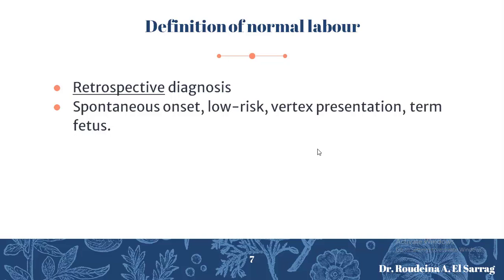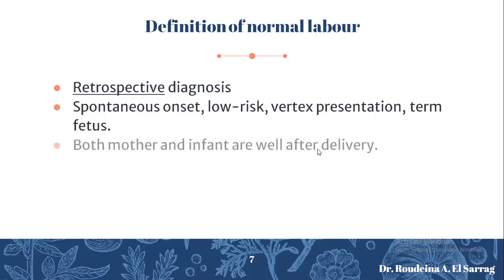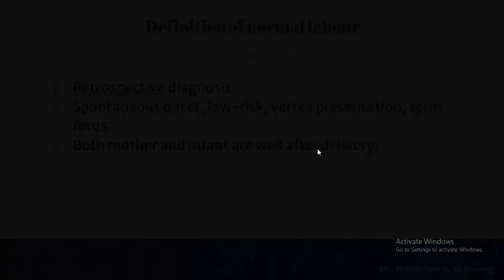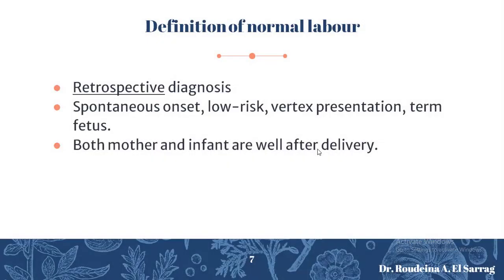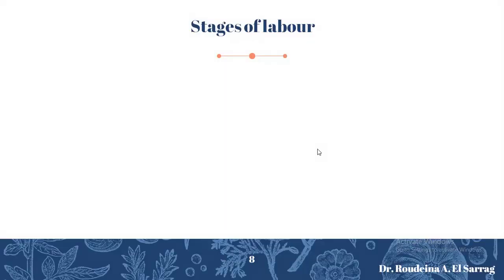And the baby should be presenting with his vertex, meaning that it is cephalic, and within cephalic presentation it is the vertex presentation, and the fetus must be term. So preterm and post-term deliveries are not considered normal vaginal deliveries. Again, both mother and the infant have to be well after the delivery. So if the mother or the baby have any complications following the delivery, it is not considered a normal delivery. Okay, moving on to the stages of labor.